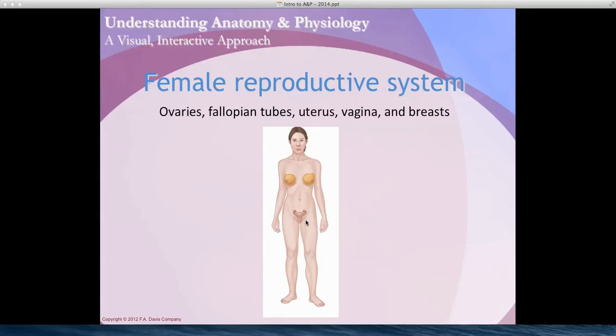We have the female reproductive system, which consists of ovaries, fallopian tubes, uterus, vagina, and breasts. So multiple places in the body. Its key functions are production of eggs, site of fertilization and fetal development. So unlike the male reproductive system, where it just is responsible for sperm production, which plays a role in fertilization of the egg, the female reproductive system actually is what also has to be the site of fertilization and fetal development, then birth, lactation, and secretion, again, of sex hormones, estrogen and progesterone.